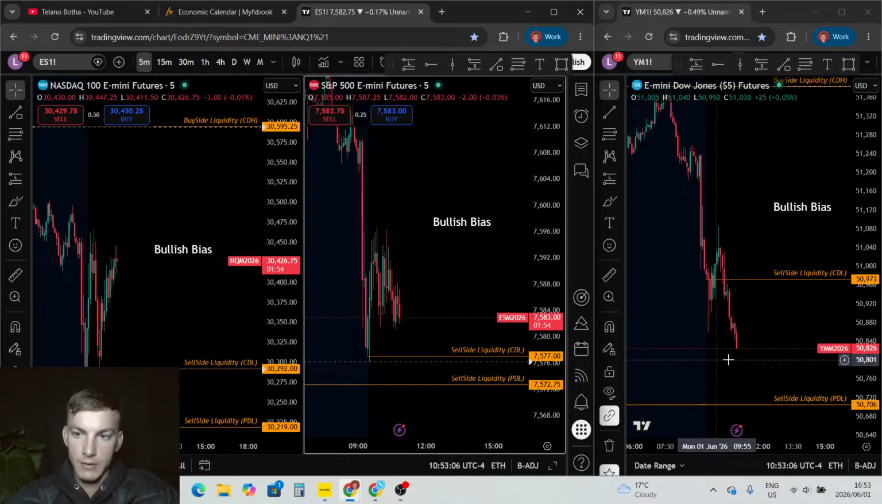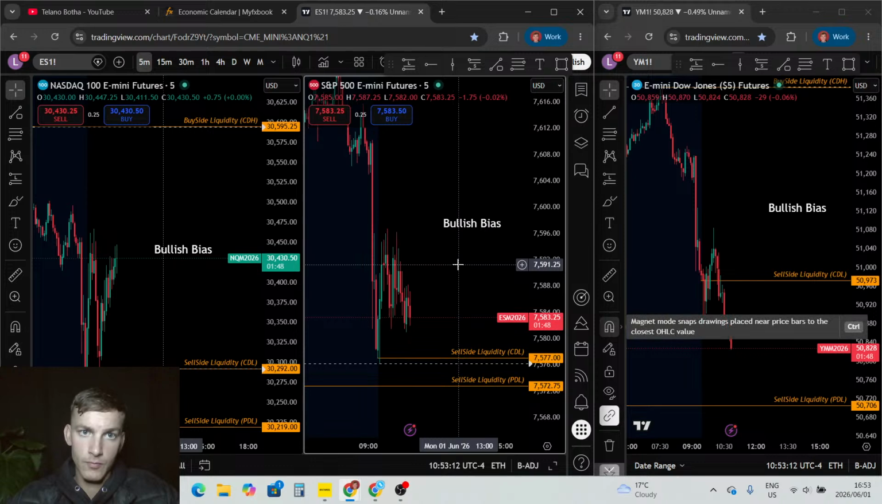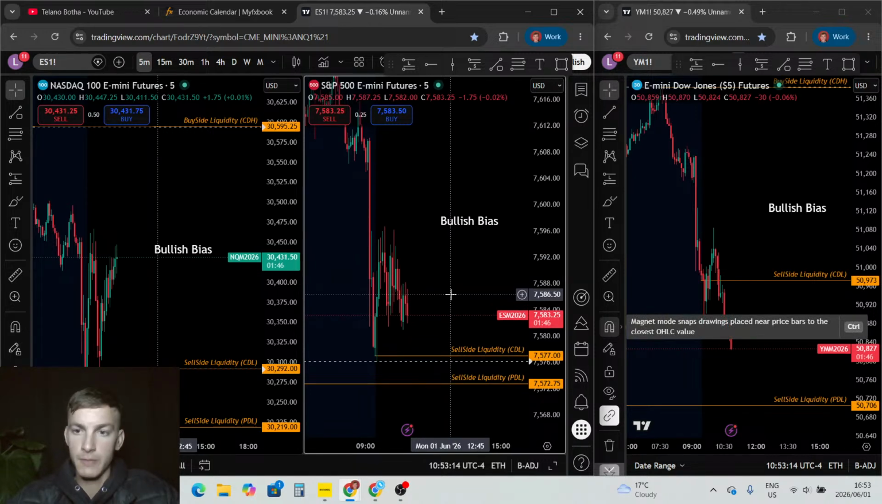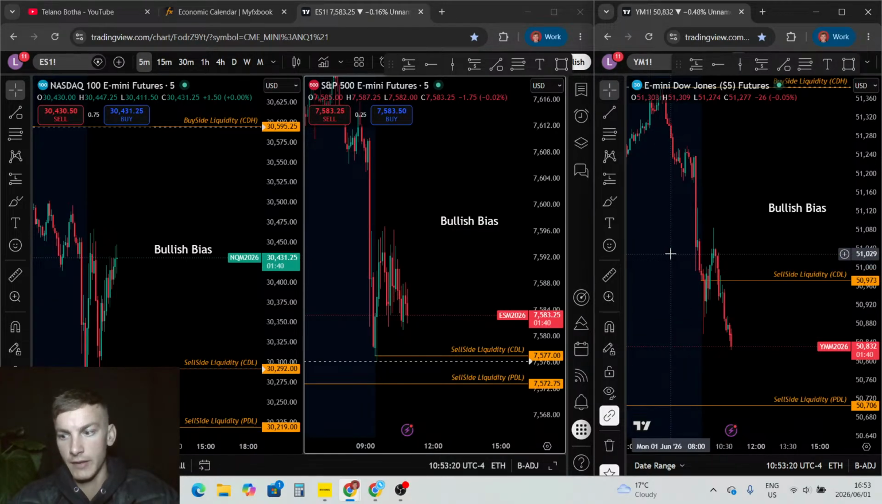All right, the Dow seems to be wanting to go for previous day's low. We have the S&P still going low, but once again, caught in between the Dow and the Nasdaq.